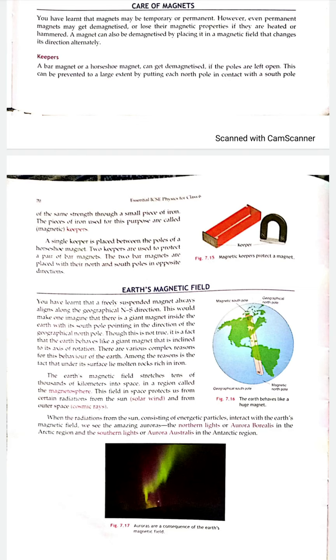When these radiations from the sun, which contain high energy charged particles, strike the earth's magnetic field, then at the north and the south pole, beautiful colorful lights are produced. At the north pole, they are called the northern lights or aurora borealis in the Arctic region, or at the south pole they are called the southern lights or the aurora australis in the Antarctic region.